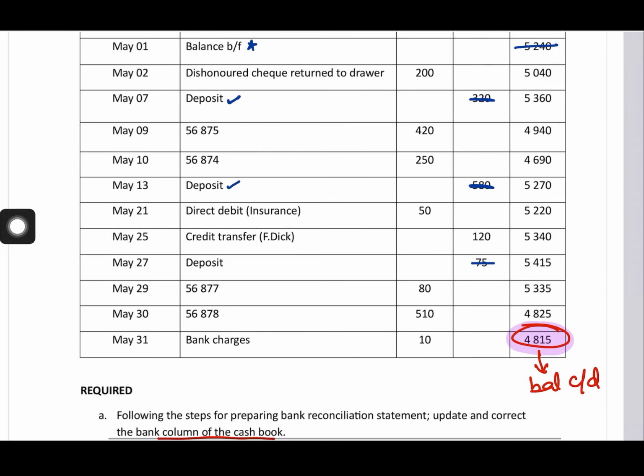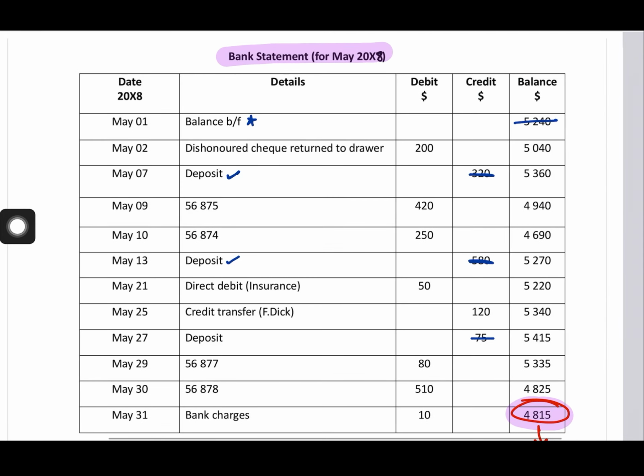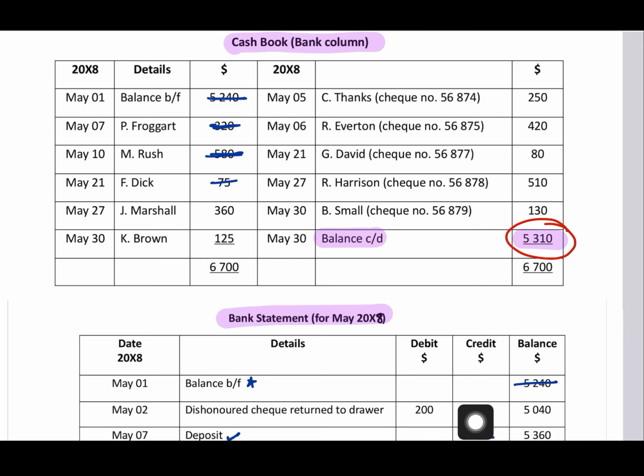Okay, so then we have J Marshall 360. Is it there? No, it's not there, right? It's not there in the credit column, so this means that this will require an adjustment.